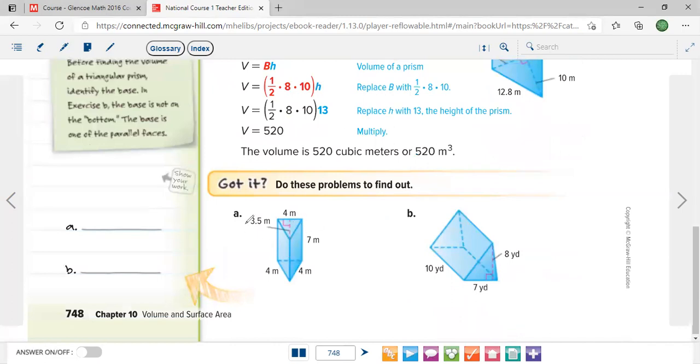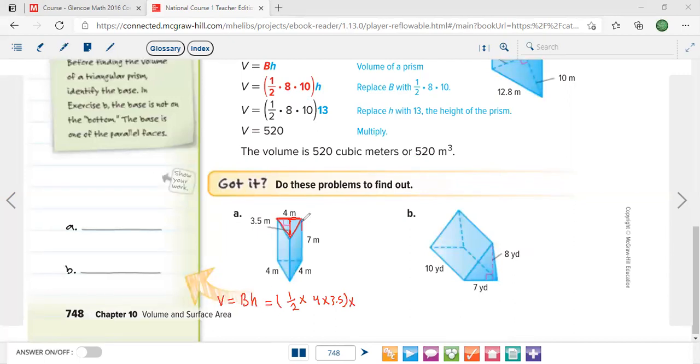I need to find the volume of A. So volume equals B capital H. This B capital is the area of a triangle. This is a triangle, as you can see. It has a base of 4 and a height of 3.5. So half times the base of the triangle 4 times the height of the triangle 3.5 times the height of the prism.